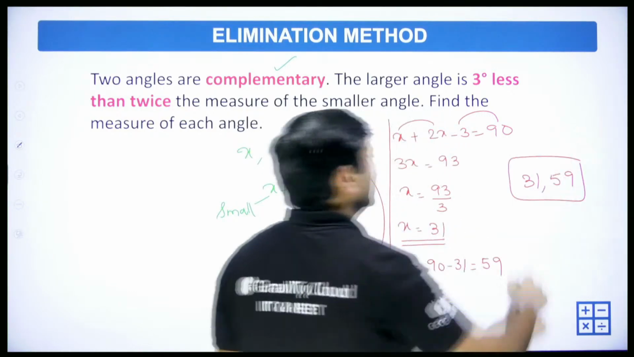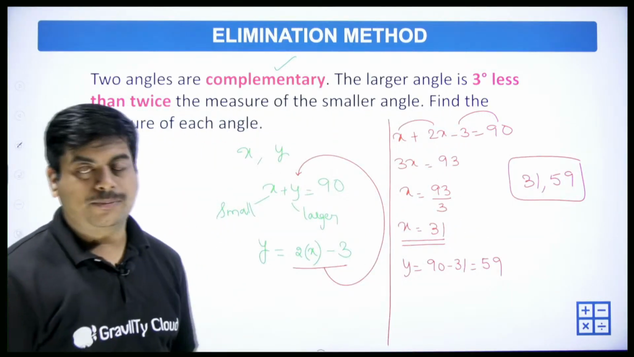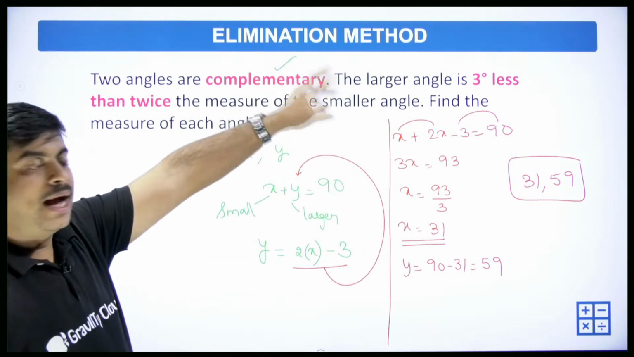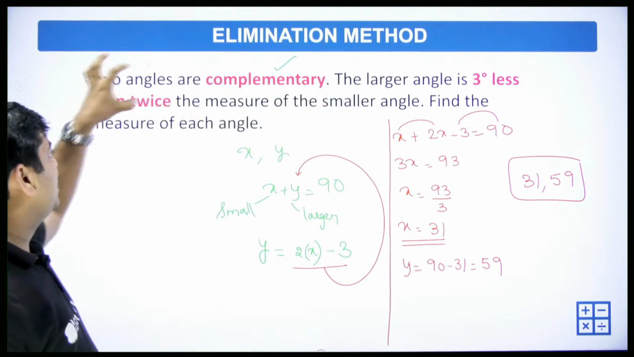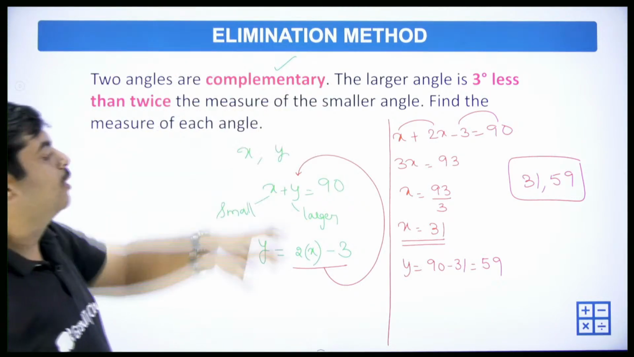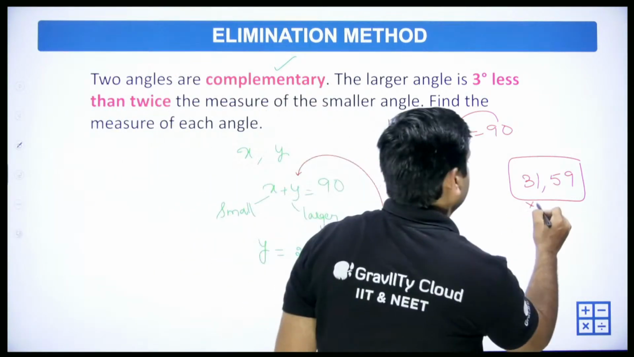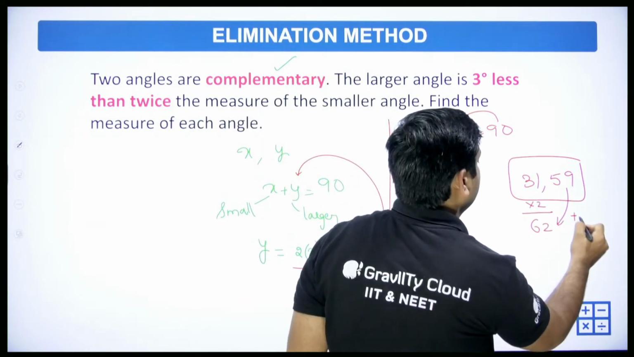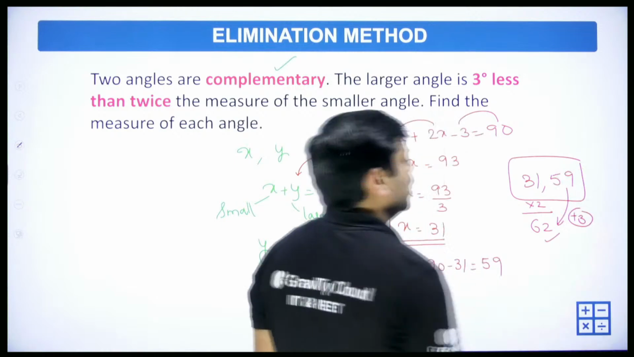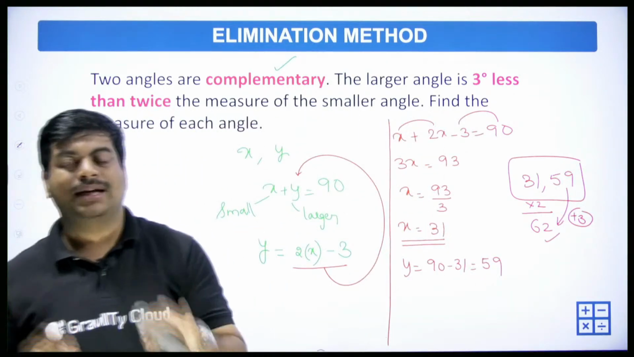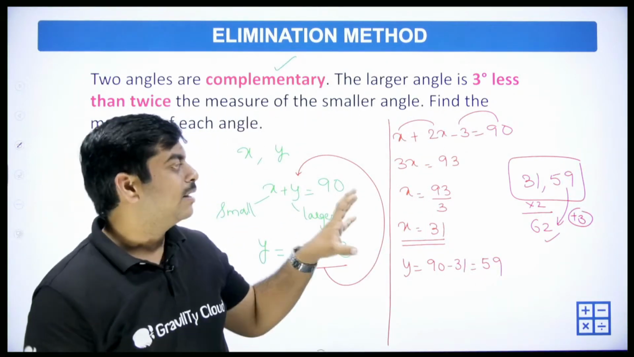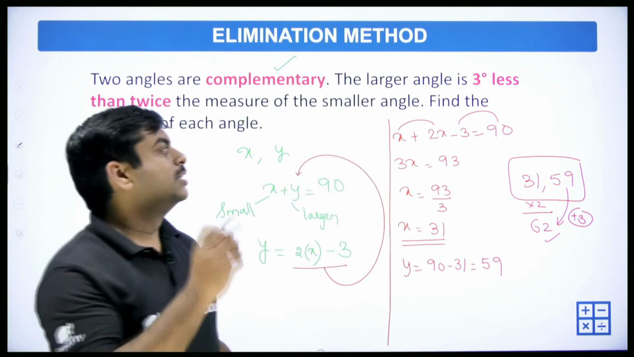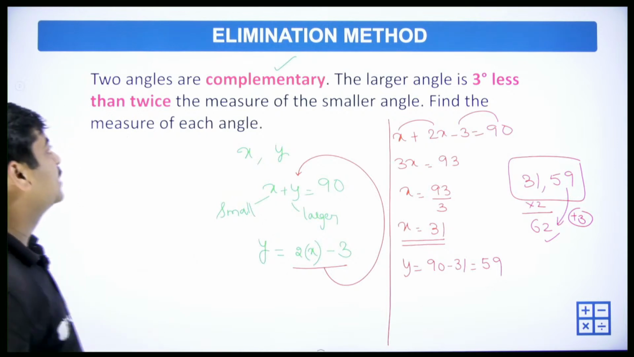Let's try to once again verify with what information was provided to us. The larger angle is 3 degrees less than twice the smaller. Twice the smaller is 62, and 59 is 3 degrees less than 62. Yes, we can say that it is correct. The answers whatever we got are correct. So this is how you can represent it.